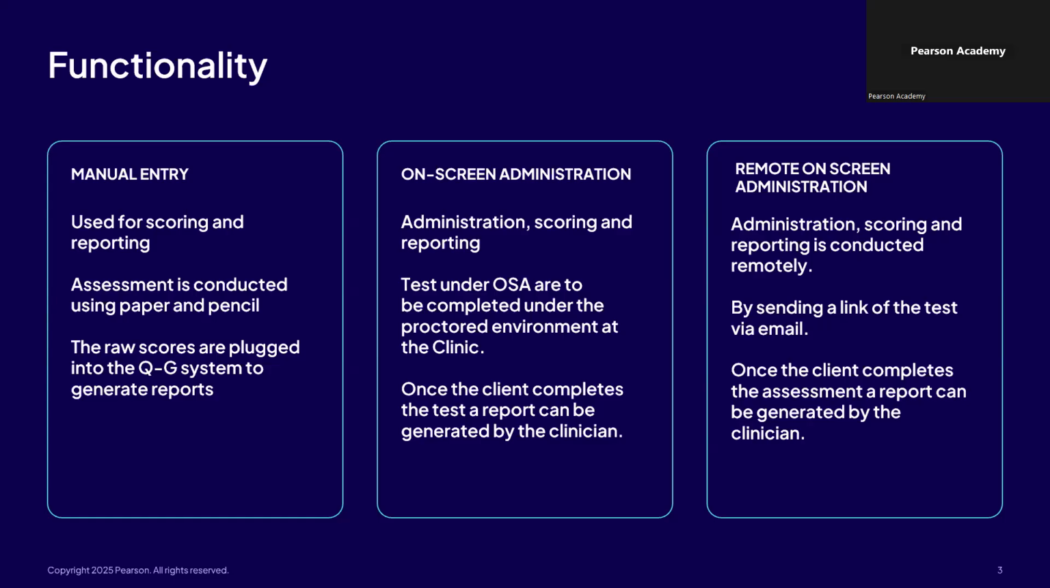Under the manual entry option, the assessment is conducted using the paper and pencil method. Once the assessment is completed, the raw scores are plugged into the Q Global system to generate reports. In the on-screen option, the test is conducted under a proctored environment in the presence of the clinician and the client. Once the client completes the test, a report can be generated by the clinician. Under the remote on-screen option, the clinician can send out a link to the test via email. Once the client completes the assessment, the report can be generated by the clinician.